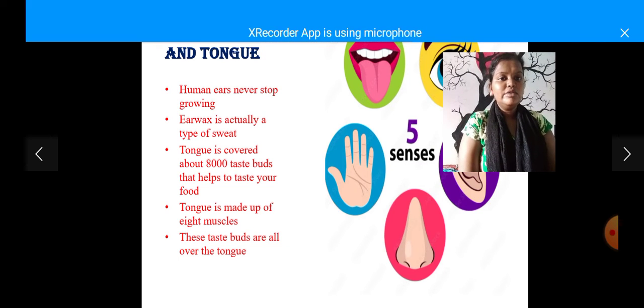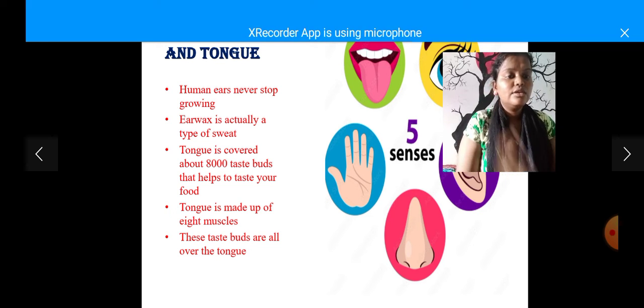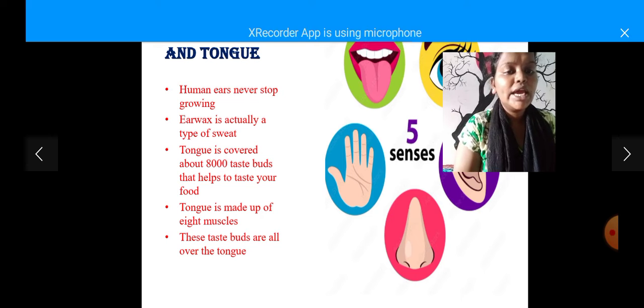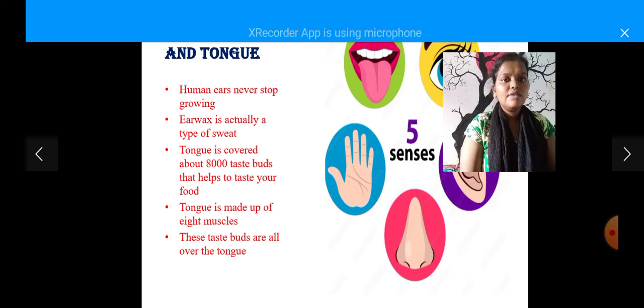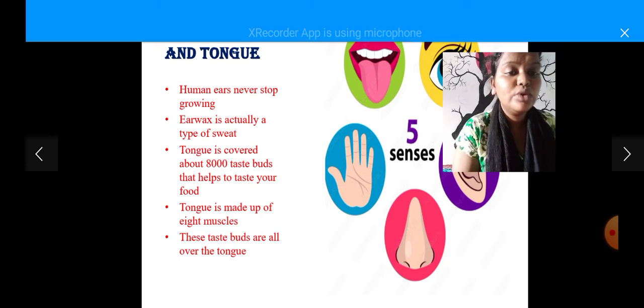Then we will see about our ears and tongue. This is ear. Hair never stops growing. Hair will grow, and it will never stop growing. And ear wax is actually a type of sweat. Tongue is covered with about 8,000 taste buds, and that helps to taste your food.